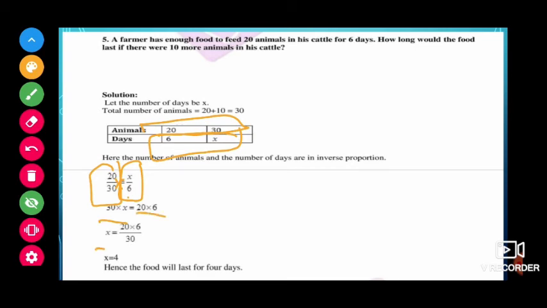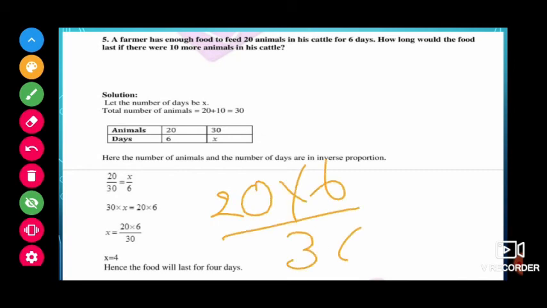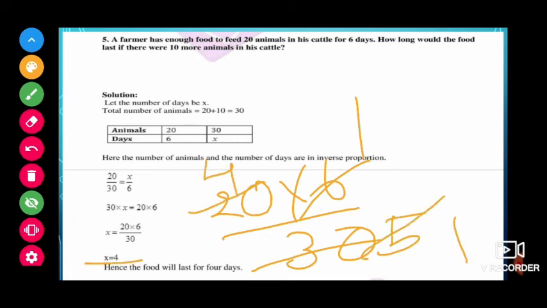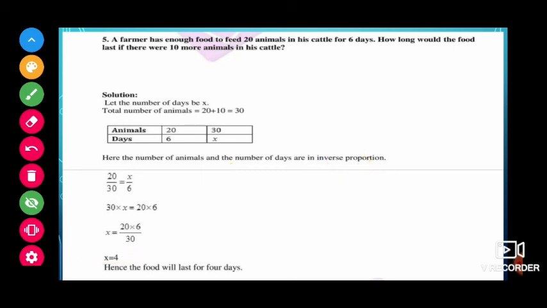Now x is equal to, this 30, if it goes to that side, 20 into 6 by 30. Now we get 20 into 6 by 30, that means 6 ones are 6, 5 sixes are 30. So x is equal to 4 we will get. Okay. Or else, one more way, children: if 20 animals, it will last for 6 days, then what about the 30 animals?